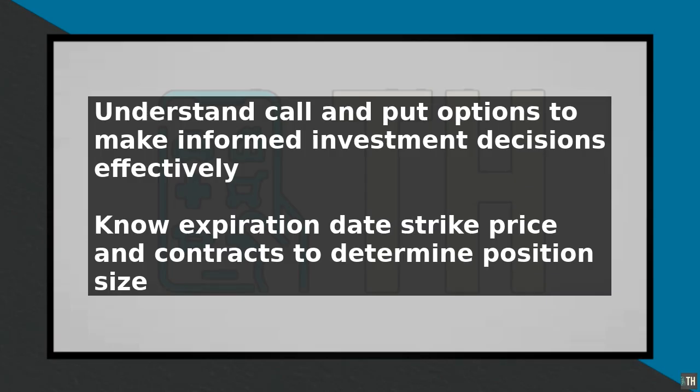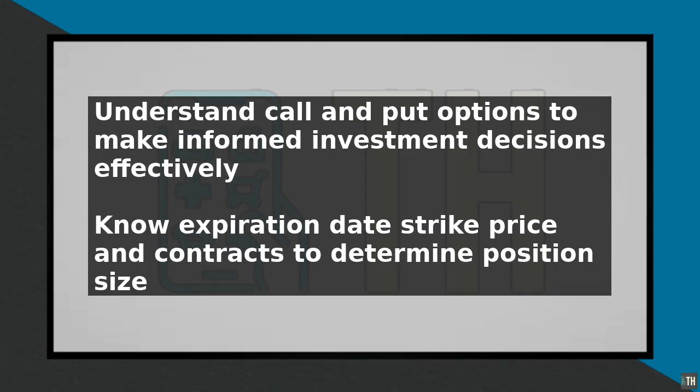When selling options, you are giving the buyer the right to buy or sell a stock at a certain price. To sell an option, select the Sell button and choose the type of option you want to sell. You will then need to select the expiration date, strike price, and number of contracts you want to sell.